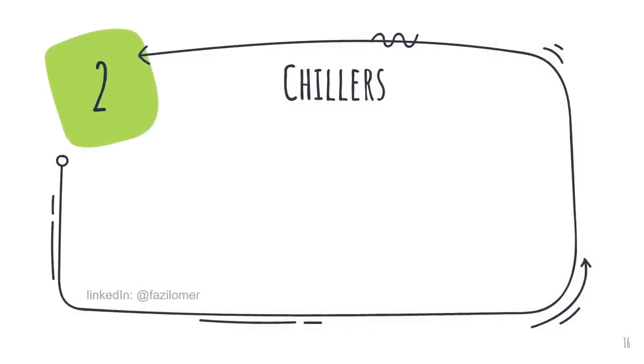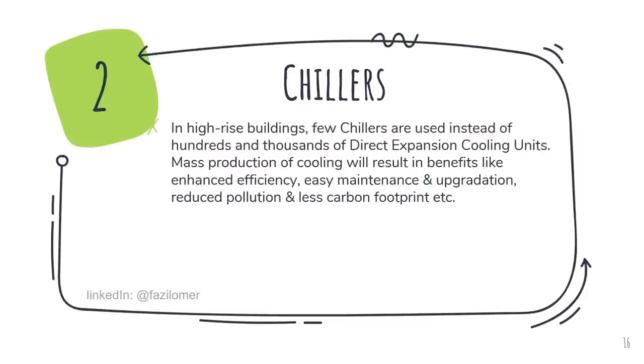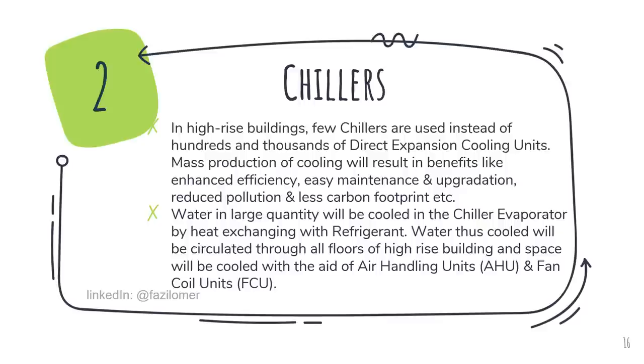Now, let us discuss the second type of cooling system, chillers. In high-rise buildings, a few chillers are used for the cooling purpose, instead of hundreds and thousands of direct expansion cooling units. Mass production of cooling will result in benefits like enhanced efficiency, easy maintenance, flexibility for upgradation, reduced pollution and less carbon footprint, etc. Water in large quantity will be cooled in the chiller evaporator by heat exchanging with the refrigerant. Water thus cooled will be circulated through all floors of the high-rise building, and space will be cooled with the aid of air handling units and fan coil units.